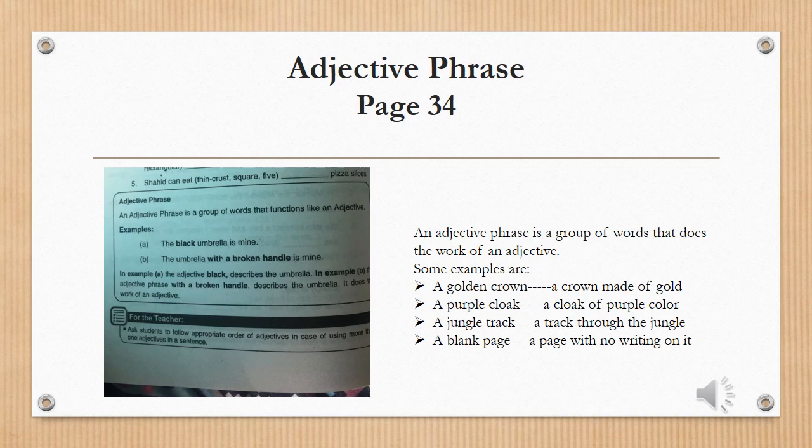Hence, look at this table on the right side of the slide. A golden crown will be a crown made of gold. A purple cloak will be a cloak of purple color. A jungle track will be a track through the jungle. A blank page will be a page with no writing on it. So what we have done here is we have taken smaller one-word adjectives and expanded them into phrases. We may not use them all the time, but they are helpful in sentence construction and essay writing. So it's very important to understand how these concepts are to be used.